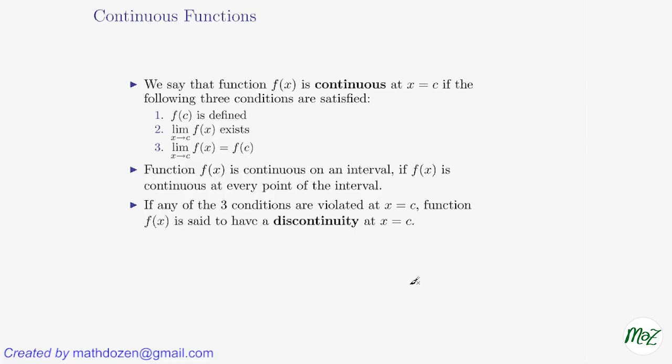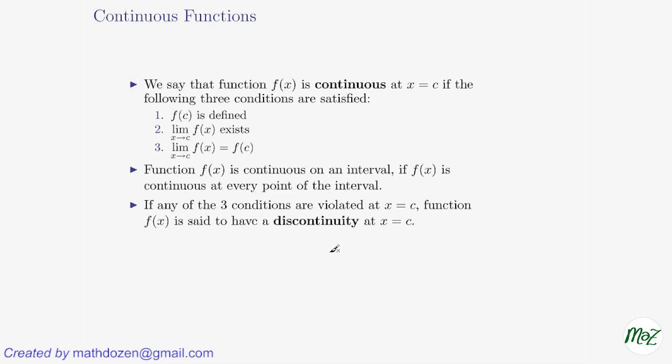That means that the behavior of the function to both sides of x equals c is so that the graph approaches the same height as x approaches c. And the third condition, the value of the limit should be exactly equal to the value of the function. So not only the graph approaches the same height from both sides of x equals c, but also the value of the function is exactly at the same height.